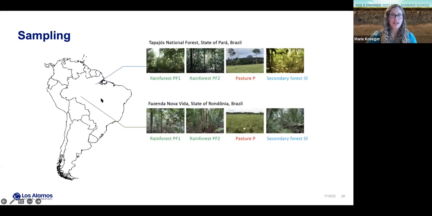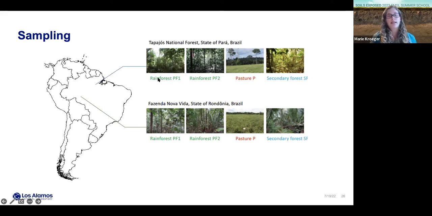So for this study, we actually had two different sampling locations. They sort of represent the main fronts of deforestation in the Brazilian Amazon. This more northern site in the Tapajós National Forest in the state of Pará is along the Amazon River, which is one of the main newer frontiers of deforestation. And then Fazenda Nova Vida in the state of Rondônia is the same general area where the previous study was done.